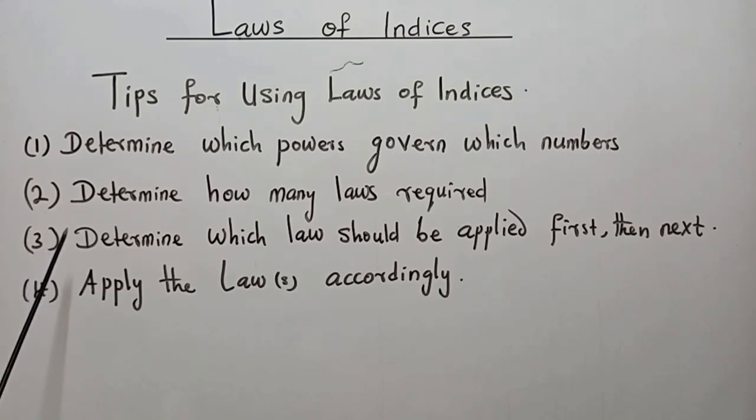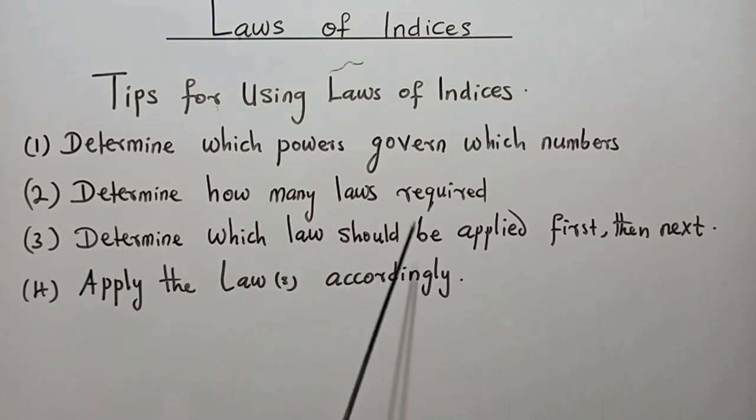Number 3 says, determine which law should be applied first, then next. Yes, sometimes we have to find out which law should be applied first. Sometimes there is no law about the order, but sometimes there is a caution as to which one should come first. Whenever there is, please determine which of the laws is to apply first and then next. The 4th one, apply the law or the laws accordingly.